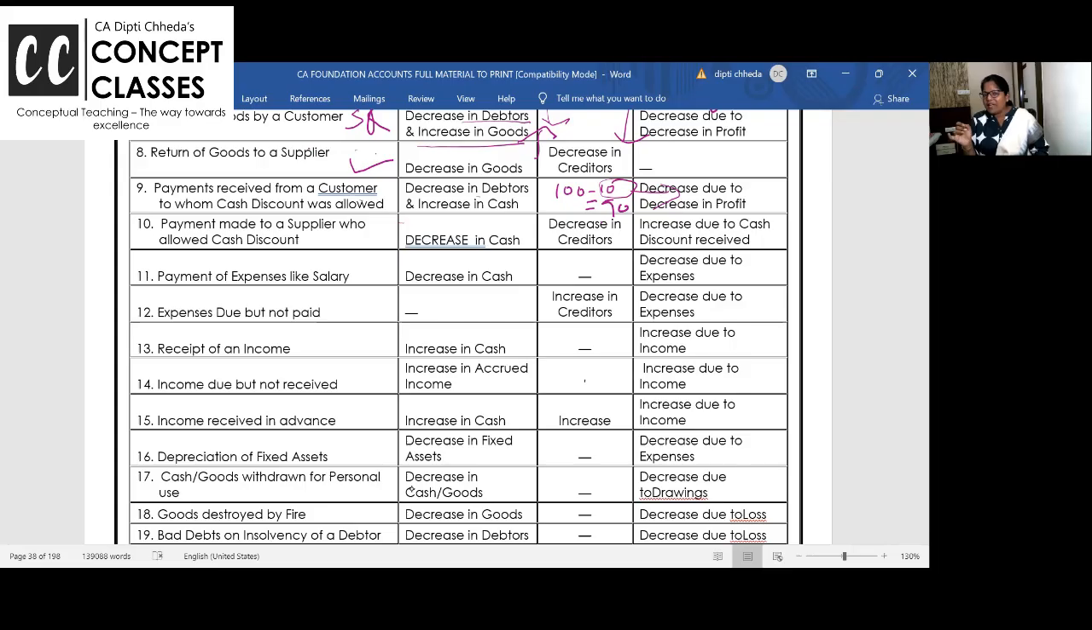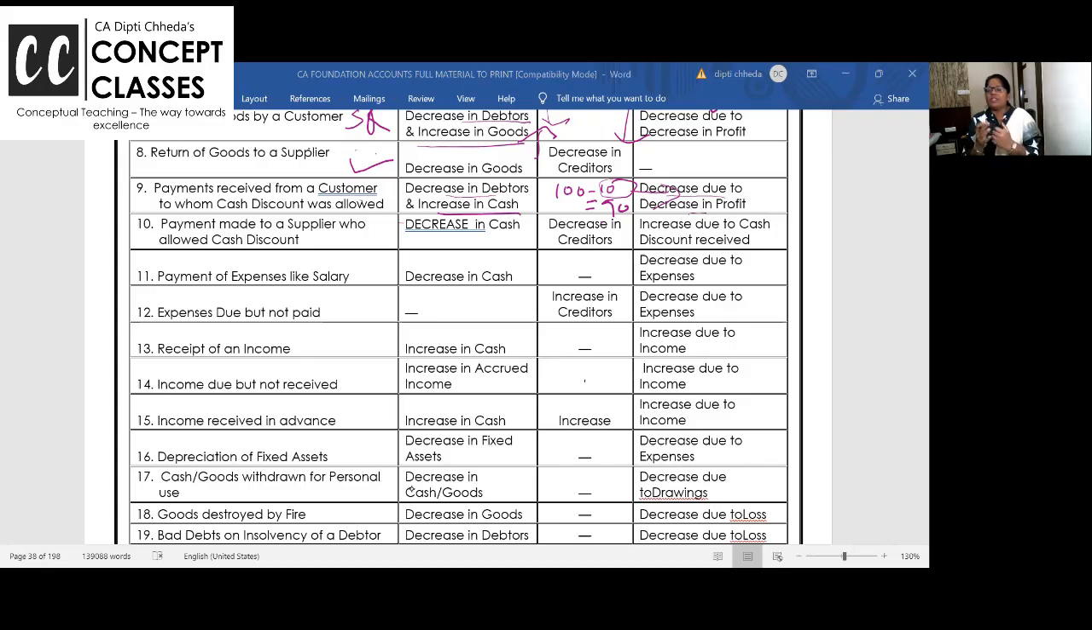Frankly, the longer way to study accounting equation is you should know the journal entry. ये journal entry मालूम होनी चाहिए. When you receive cash from debtors, what's the journal entry? Cash account debit. तो cash increase हो रहे हैं, debtors decrease हो रहे हैं, but debtors are decreasing by 100, cash is increasing by 90. So 10 rupees is your discount allowed. Profit will reduce. Okay.